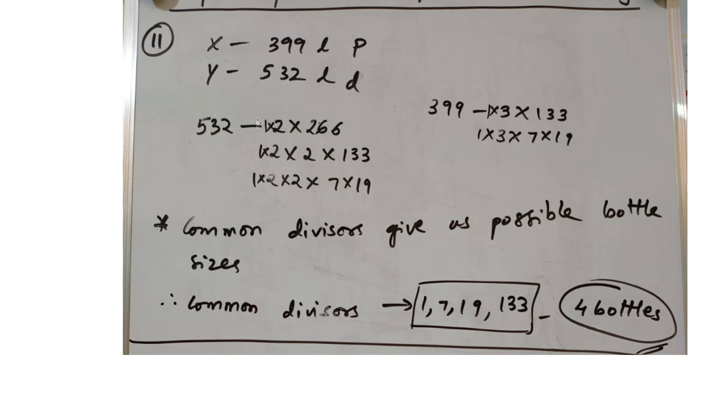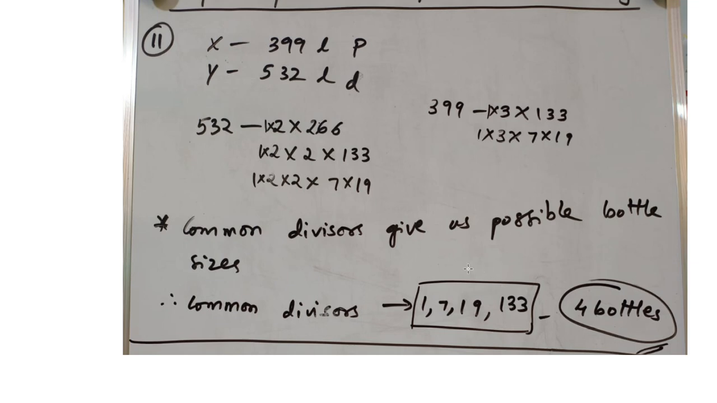Coming to 532 liters of diesel, again factorize the number. You are going to get 1 into 2 into 2 into 7 into 19. When you multiply all this, you will get 532. Right? Just observe in these two cases what the common terms are. The common terms are 1, which we have on both sides, and we have 7, and also 19. One more fascinating thing is that 7 into 19 is 133. Here also we have 133, which also divides 399 and 532 completely, right?